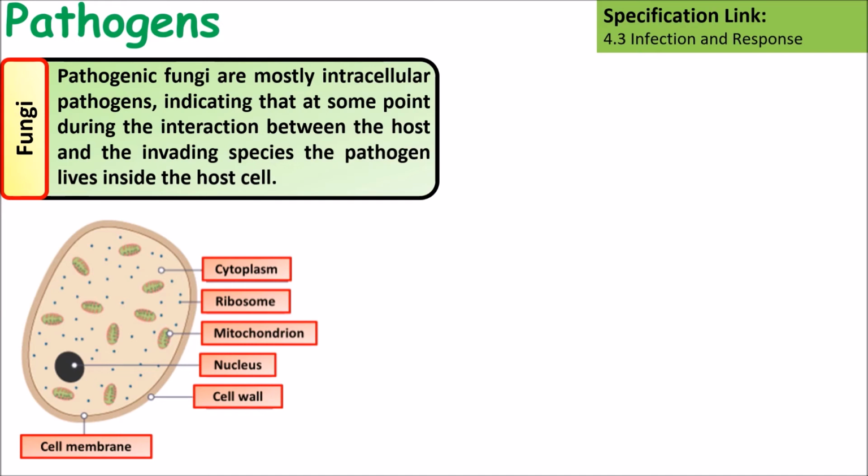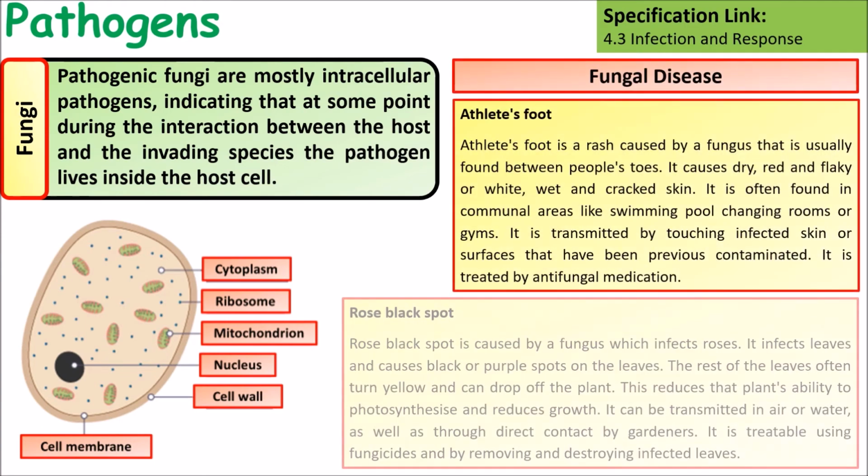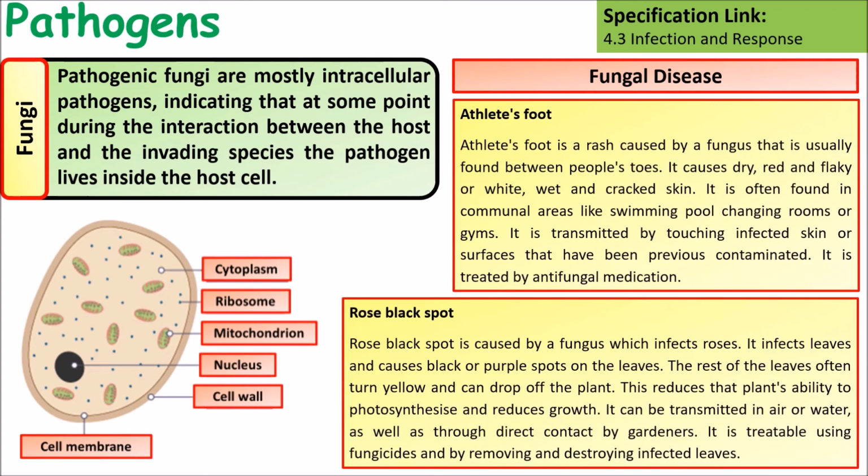Fungi or pathogenic fungi are mostly intracellular pathogens, meaning that they live inside host species and inside people. So, two fungal diseases that you need to know about are athlete's foot. Athlete's foot is where you get a fungal infection that happens in between people's toes that causes dry, flaky, red skin, which can often cause itchiness. It's transmitted by touching infected skin or surfaces.